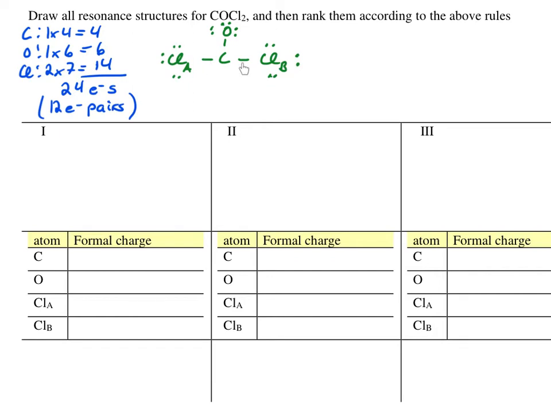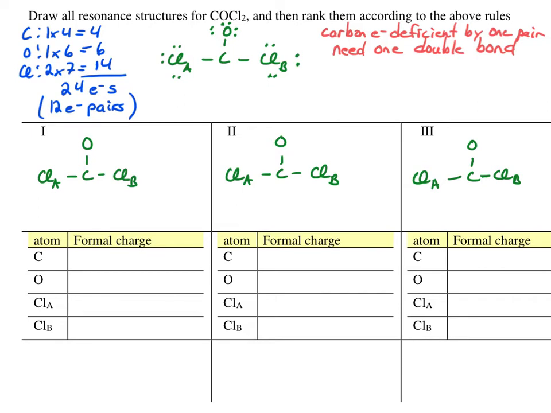Remember, each of these bonding pairs counts towards both bonding partners. So the carbon here is electron deficient by 1 electron pair. So we have to have one of these lone pairs on one of these outside atoms convert to a bonding pair so that carbon can have a full octet.